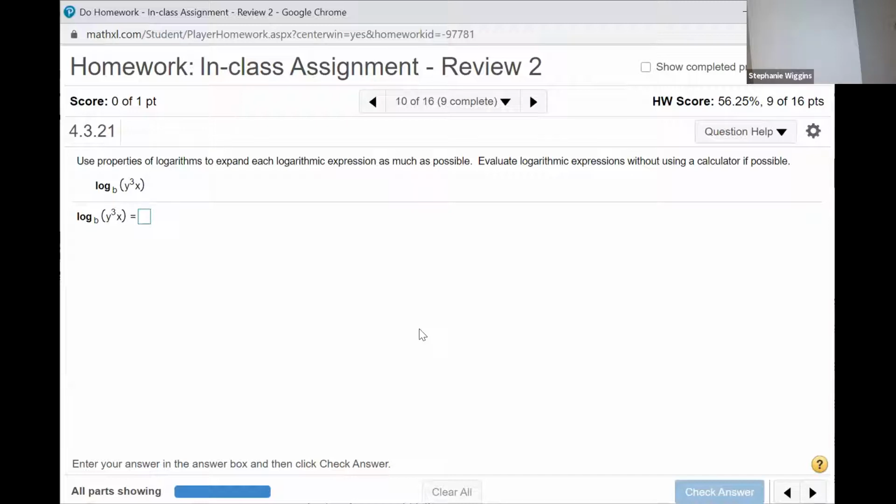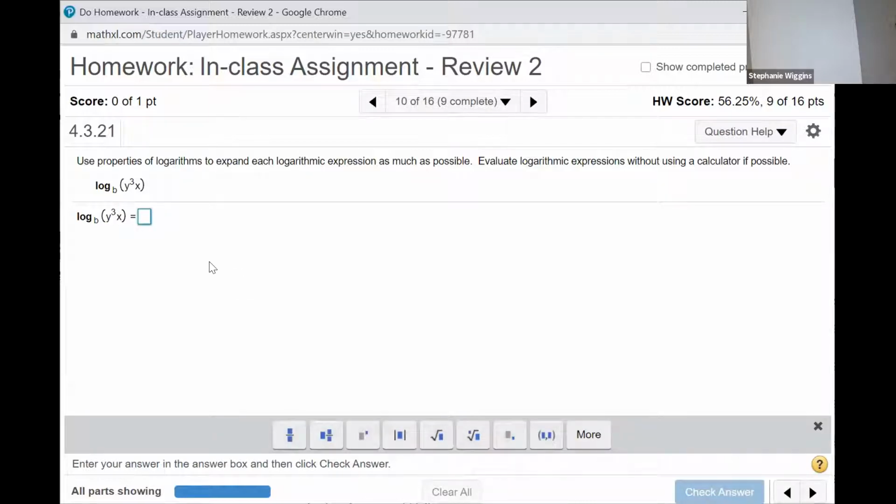And remember, the log of a product is the sum of the logs. So here we have y cubed times x. So you're going to have the log of y, but the cube part, the exponent, is going to come out front, okay? You can take your exponents and move them out front, and then you take your product of your two inputs and then separate it by a sum.